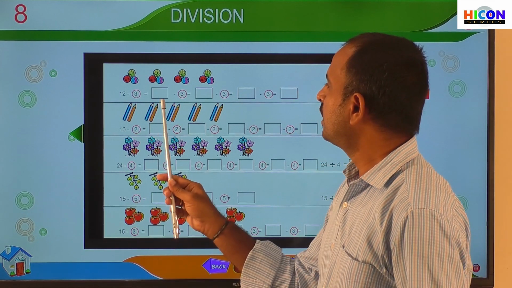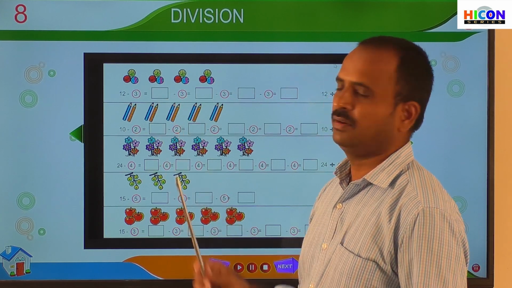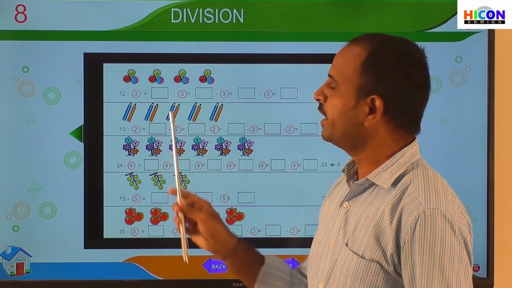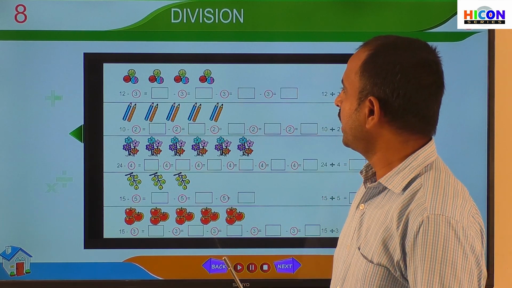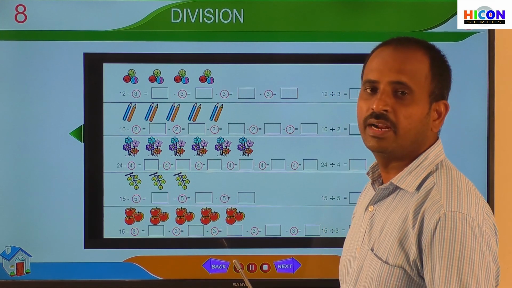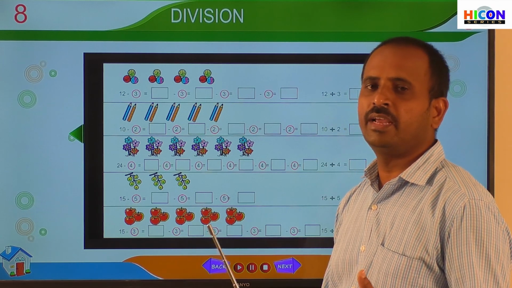So children, the answer is 9. Again, 3 is subtracted from 9. We have to subtract 3 from 9. If we subtract 3 from 9, how much will we get?